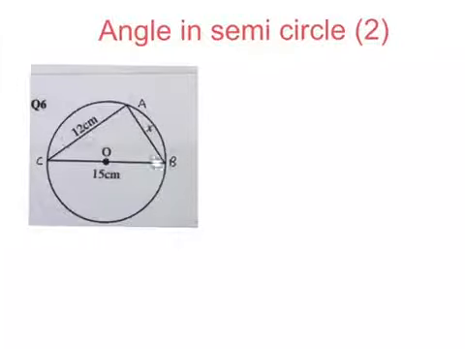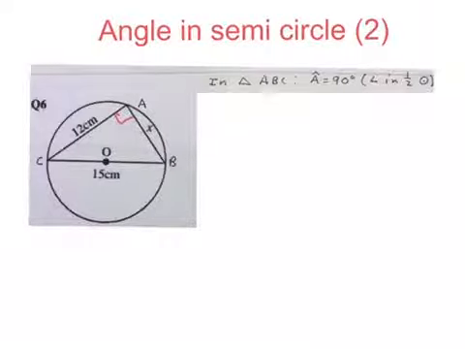In this problem, they're giving us a triangle again with a diameter in a semicircle. They're giving us a 12 centimeter side and a 15 centimeter side, and asking us to work out the length of that side, x. First we write, in triangle ABC, this whole triangle, angle A is 90 degrees. I wrote it in there. Angle in half a circle, or angle in a semicircle.